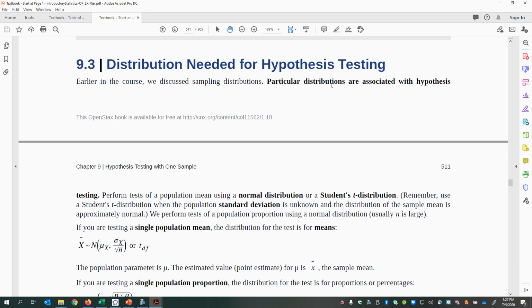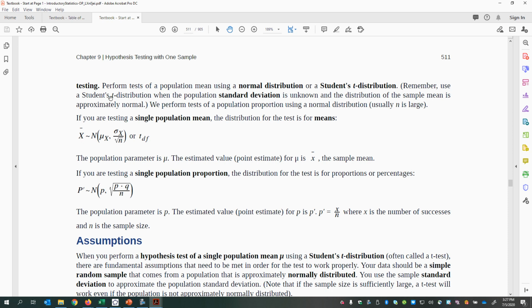Earlier in the course, we discussed sampling distributions. Particular distributions are associated with hypothesis testing. Perform tests of a population mean using a normal distribution or a student's t-distribution. Remember, use a student's t-distribution when the population standard deviation is unknown and the distribution of the sample mean is approximately normal. We perform tests of a population proportion using a normal distribution, usually n is large.